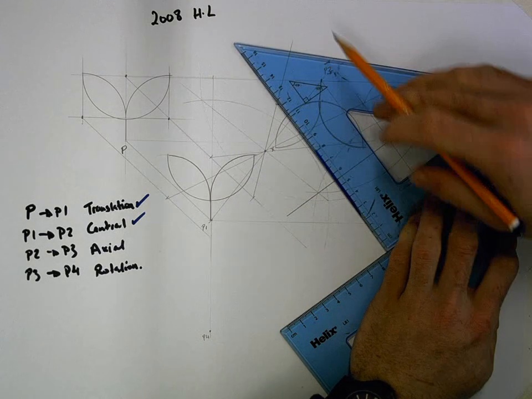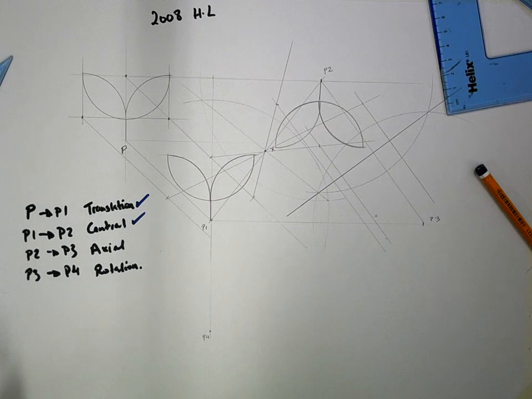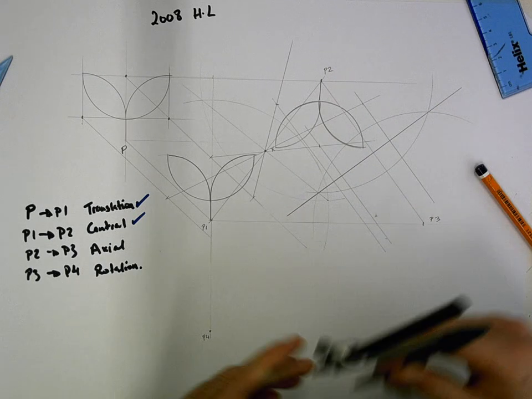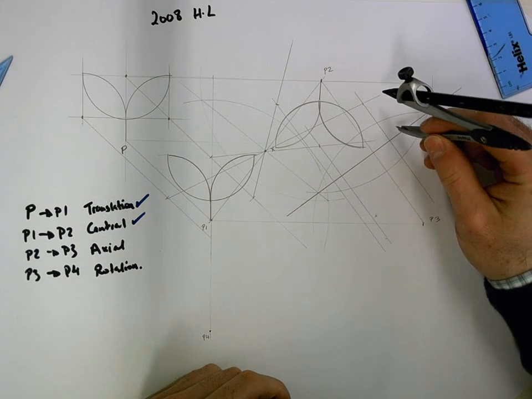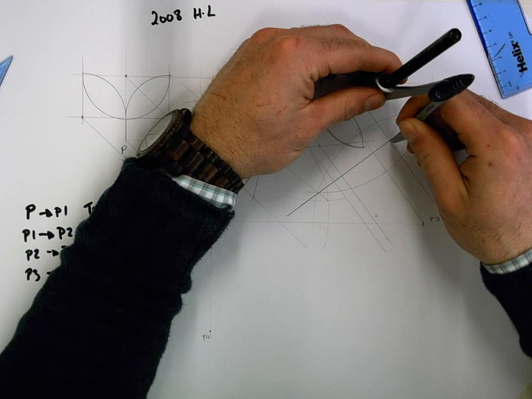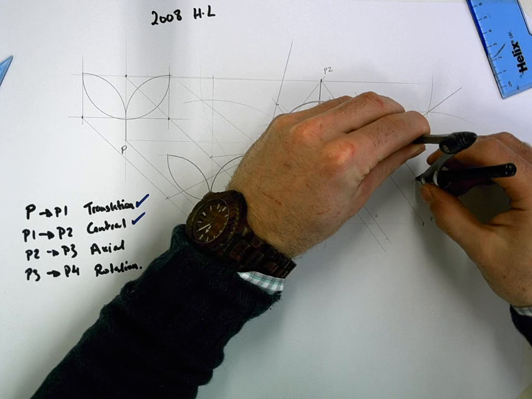Now we're back to the compass again, and what we're going to do is go to the axis that we've created. We're going to measure back to each individual point, and mark the distance on the other side. So we're just realistically flipping it over.